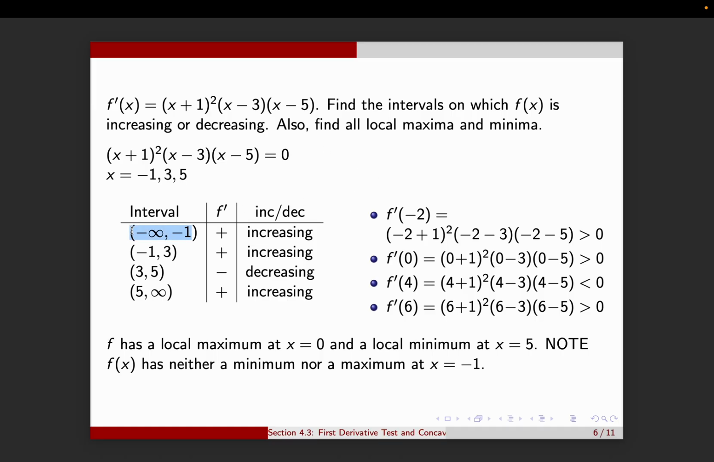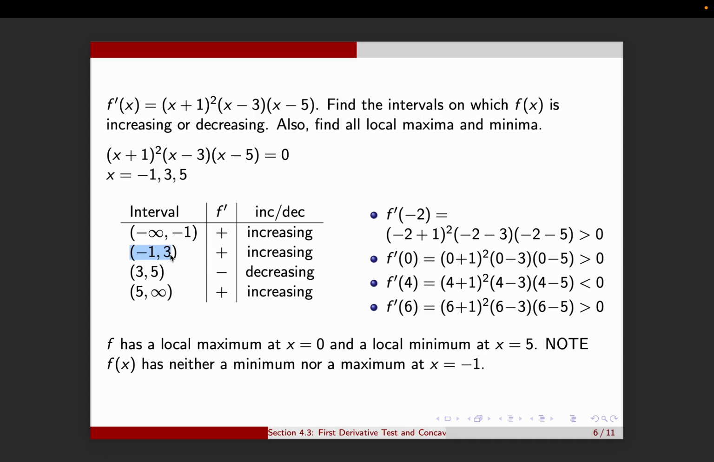So over here, you can pick any number you want. To the left of -1, I picked -2. If you plug in -2, notice this is something squared that's never negative. So I know this is positive no matter what. And now this is negative. This is also negative. So positive times negative is positive. So I'm increasing to the left of -1.